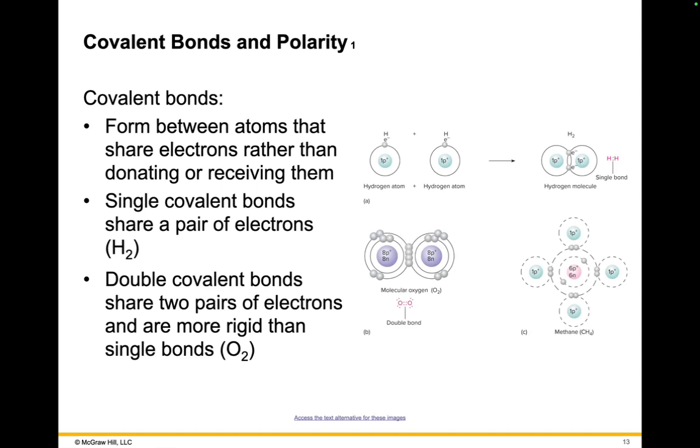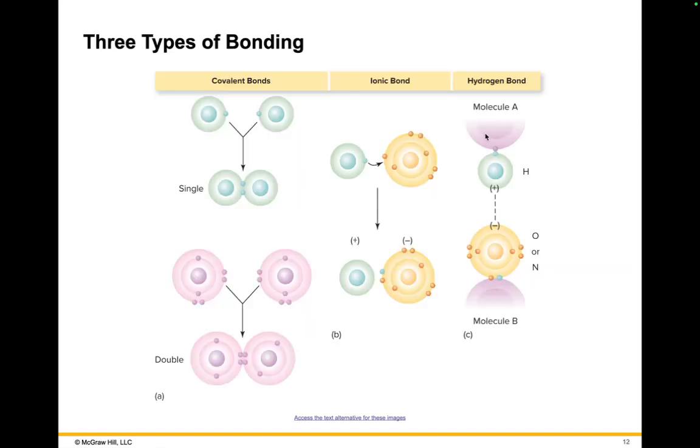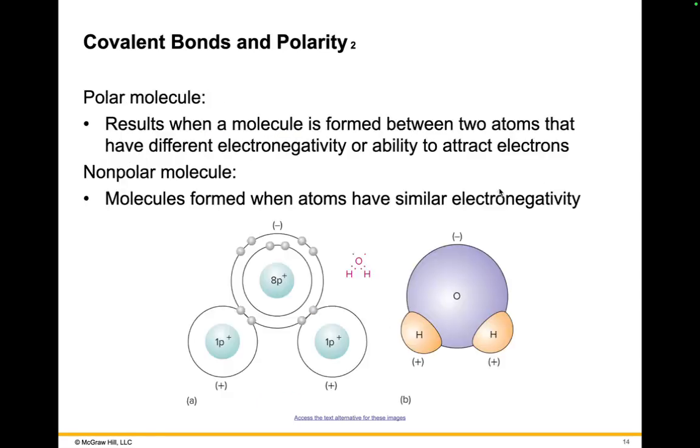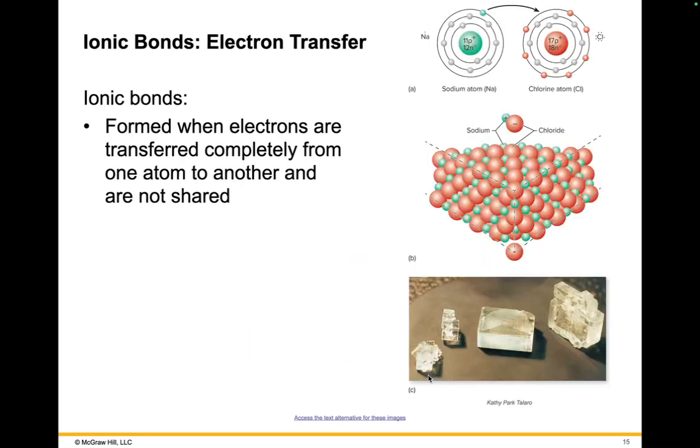And remember, we looked at hydrogen bonds. This is going to be attraction between positive ends and negative ends of different molecules. So we have molecule A and molecule B here. This could be a water molecule, and also this could. And the positive end of one water molecule could be attracted to the negative end of another water molecule.